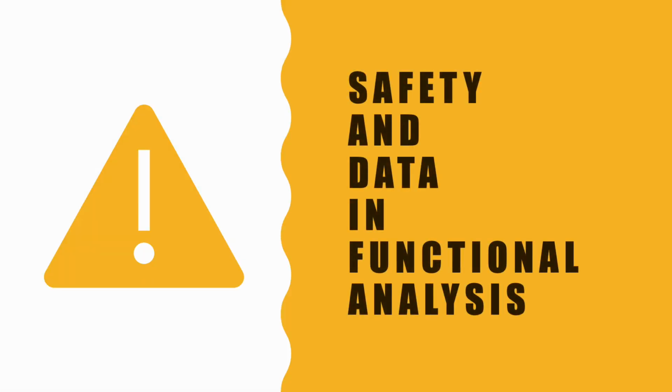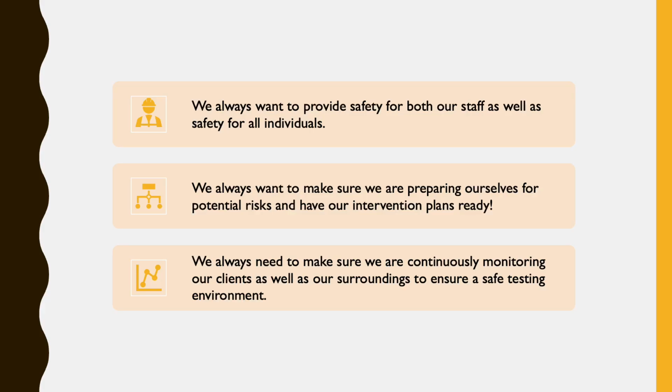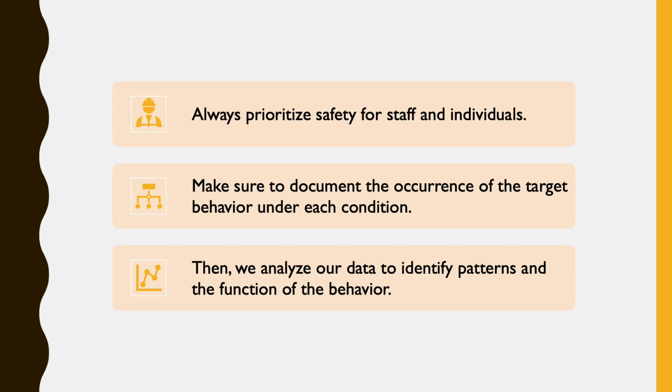Then we move on to safety and data in functional analysis. When we are thinking about safety in functional analysis, we always want to provide safety for both our staff as well as all individuals. We want to make sure we are preparing ourselves for potential risks and having our intervention plans ready. We always need to continuously monitor our clients as well as our surroundings to ensure a safe testing environment. Then, with recording and analyzing data, we always prioritize safety for staff and individuals, making sure to document the occurrence of the target behavior under each condition. We then analyze our data to identify patterns in the function of behavior.